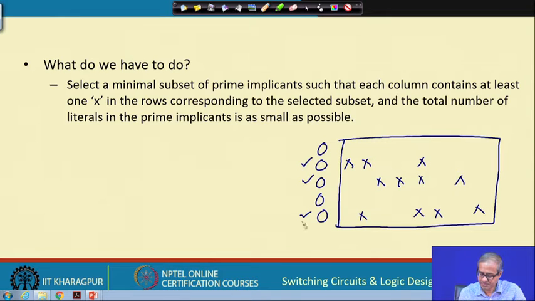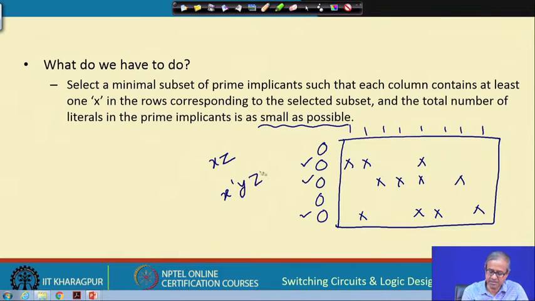So, what I say is that the check marks should be such that these 3 prime implicants will be covering all the columns, that means all the true minterms, and we will have to select this set of prime implicants in such a way that the total number of literals in this prime implicant is as small as possible. As small as possible means the gate realization will be as simple as possible. Let us say one prime implicant may correspond to x z, some other may correspond to x bar y z. So, if given a choice, we will select this, because this contains smaller number of literals. So, this will be requiring a 2 input gate, but this will be requiring a 3 input gate. Okay? Fine.